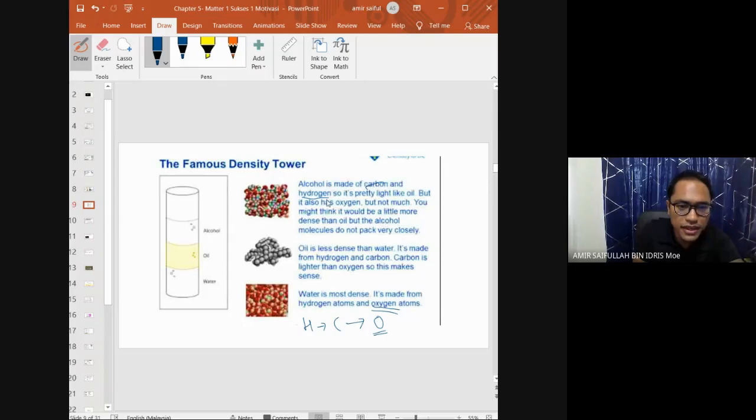Alcohol is only made up of carbon and hydrogen. They do not have oxygen. So that's why they float. Oil is also the same, only hydrogen and carbon, no oxygen. So that's why it floats. And then water has hydrogen and oxygen, H2O. So that's why it sinks at the bottom.